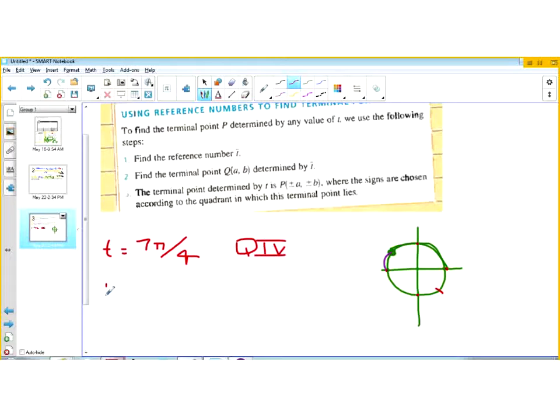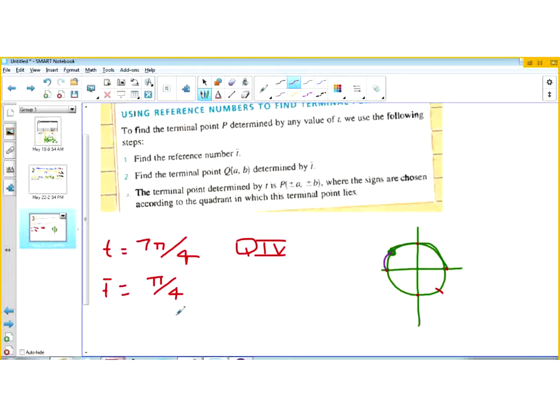And so my t bar is equal to pi fourths. Remember, t bar is always a positive number because I have to add pi fourths to 7 pi over 4 to get back to the x-axis. That's the shortest distance between the terminal point determined by t and the x-axis. So it's pi fourths radians on the unit circle.